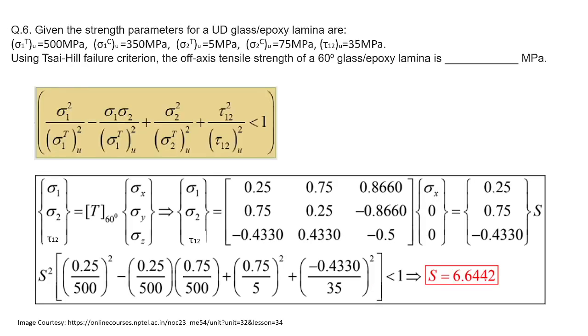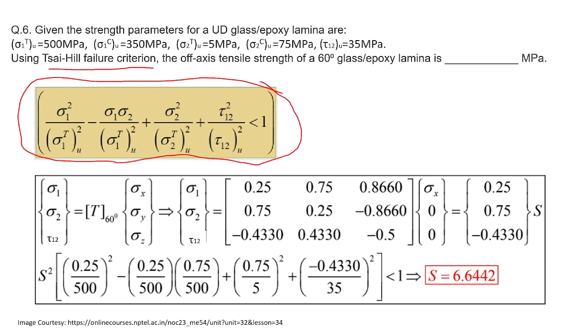now next question is, given the strength parameters for a unidirectional glass epoxy lamina. These are the values of the ultimate strength. Now we have to use the Tsai-Hill failure criteria. As already described by sir, the formula for Tsai-Hill criteria was big, and after we took cases, we removed the sigma 3 and tau 23 and 31. This is the final equation we got. So here we are directly using this equation.